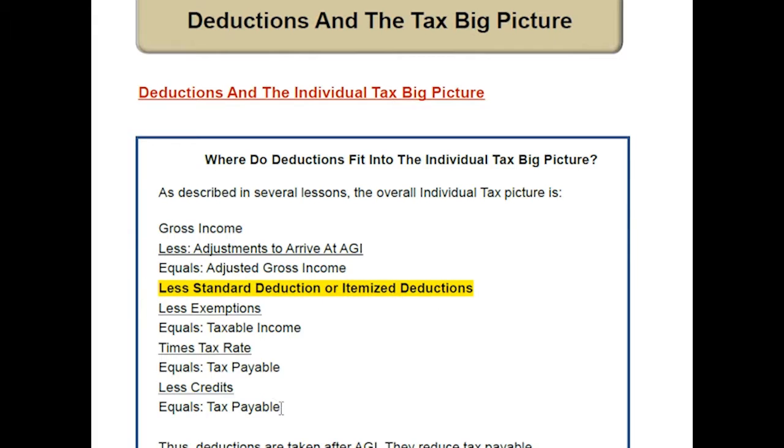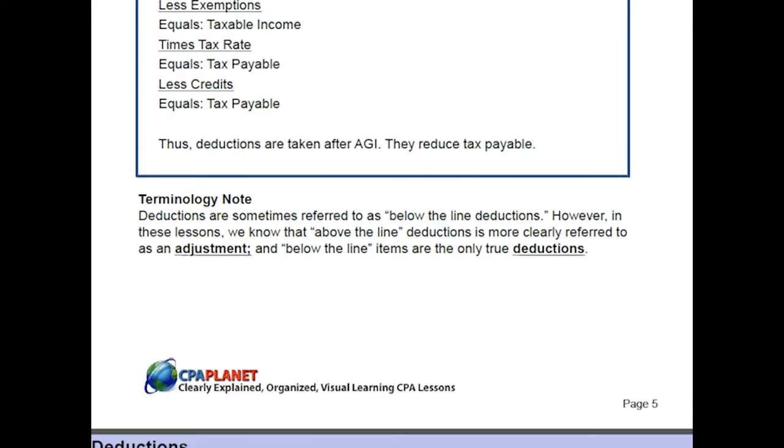Okay, now, terminology note, this is very important. It's more important in the adjustments lesson. Deductions are sometimes referred to as below-the-line deductions. In these lessons, we refer to deductions as deductions. We refer to adjustments as adjustments. We try to clarify which are which because they're distinct, they're different, they're not the same, so they're not both deductions. A lot of lessons and even the CPA exam itself make this a little more gray than it should be. So these are deductions.